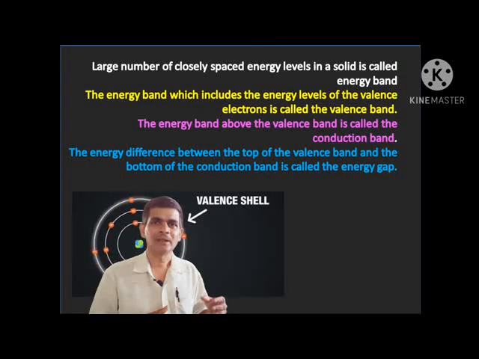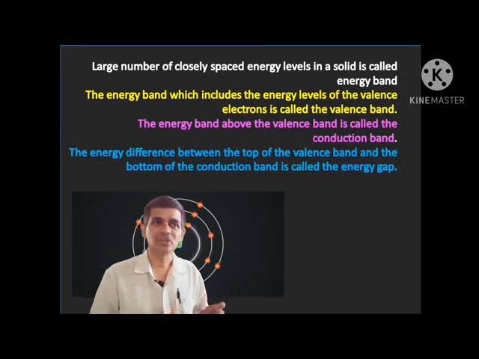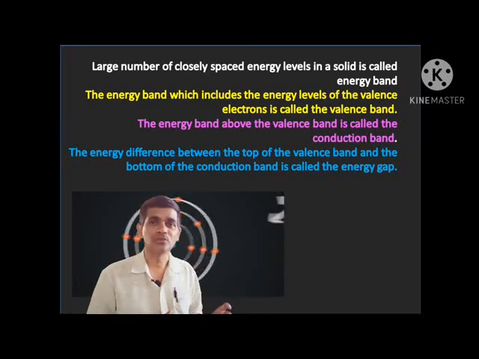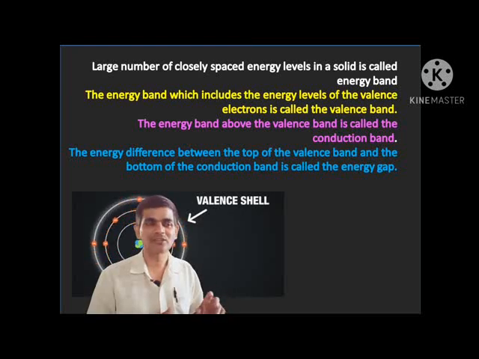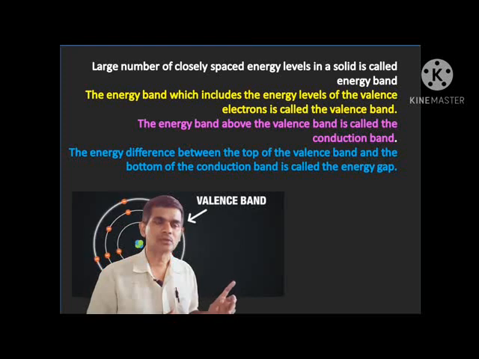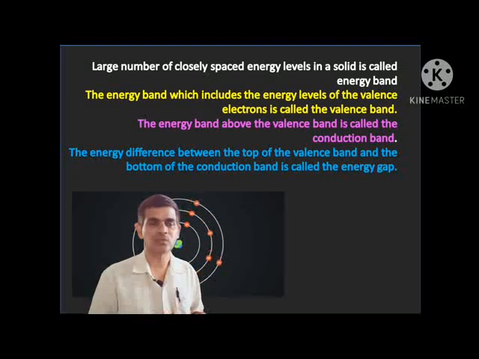In order to explain this classification of solids, two energy bands are important: the conduction band and the valence band. What are the conduction band and valence band? Let us see. The energy band which includes the energy levels of valence electrons is called the valence band. What are valence electrons? The electrons revolving in the outermost orbit. You can observe in the picture that electrons revolving in the outermost orbit are called valence electrons, and due to the energy these valence electrons possess, the valence band is formed.